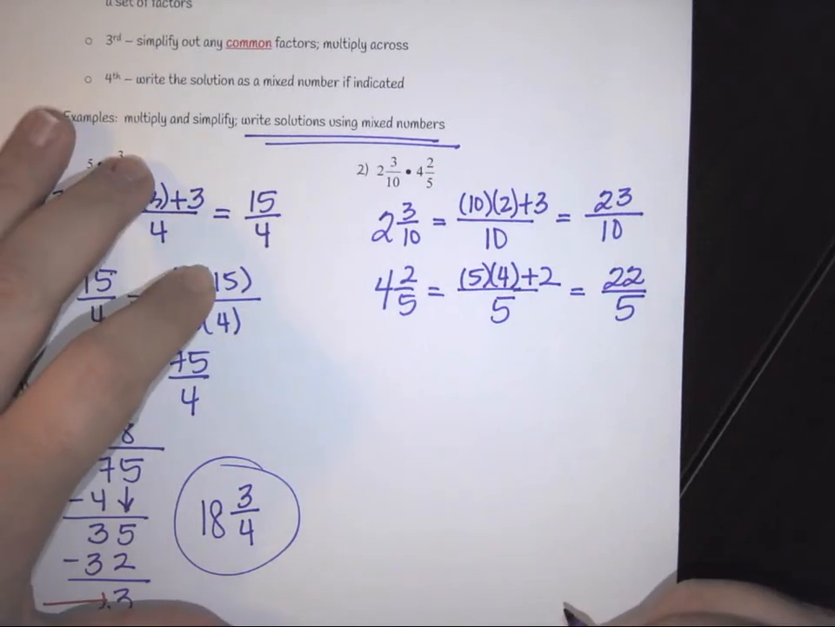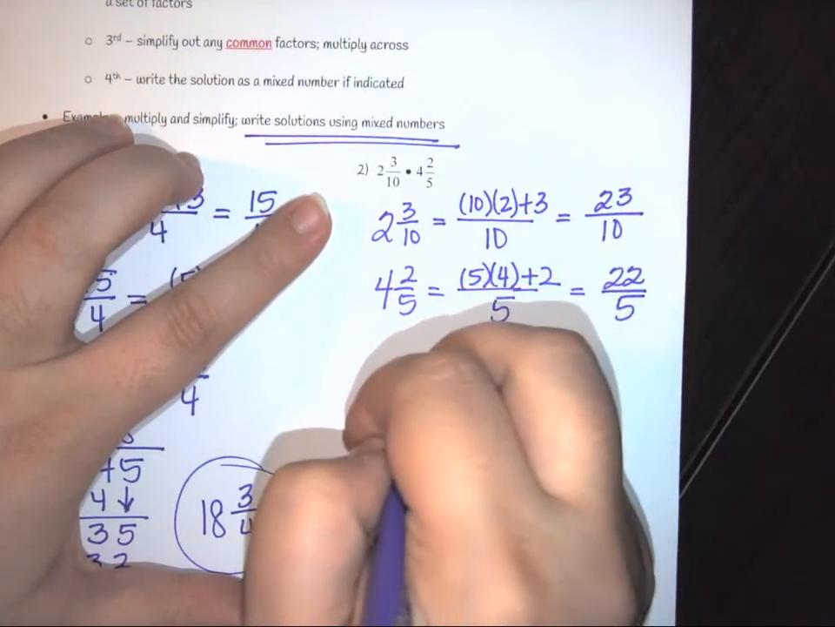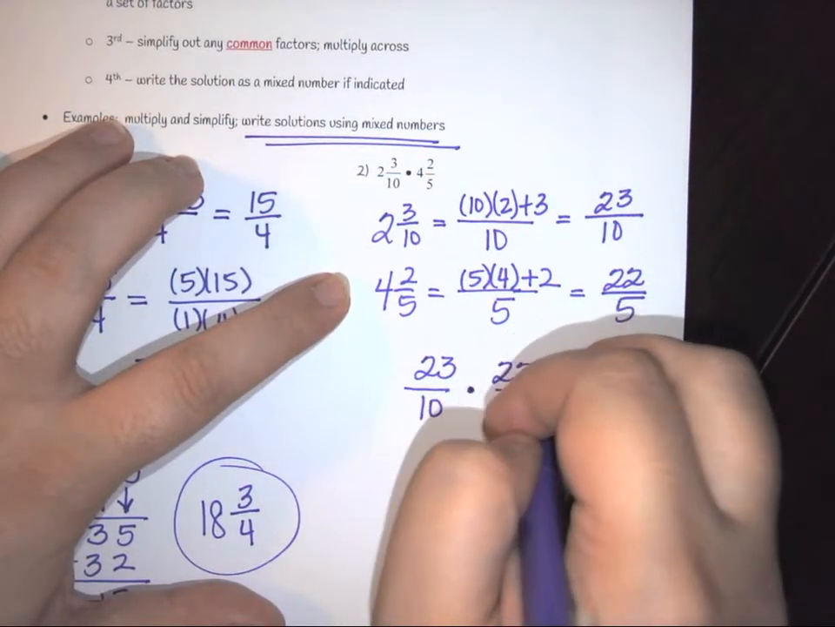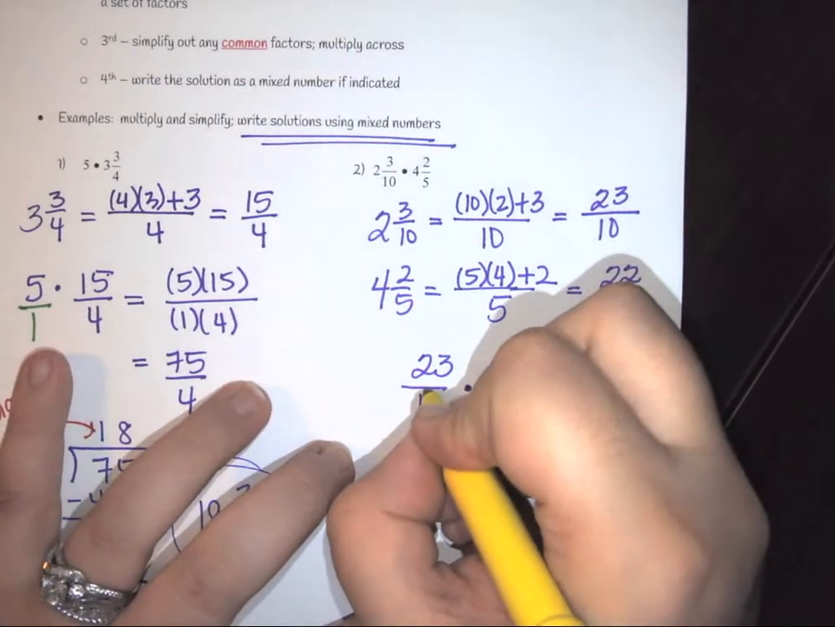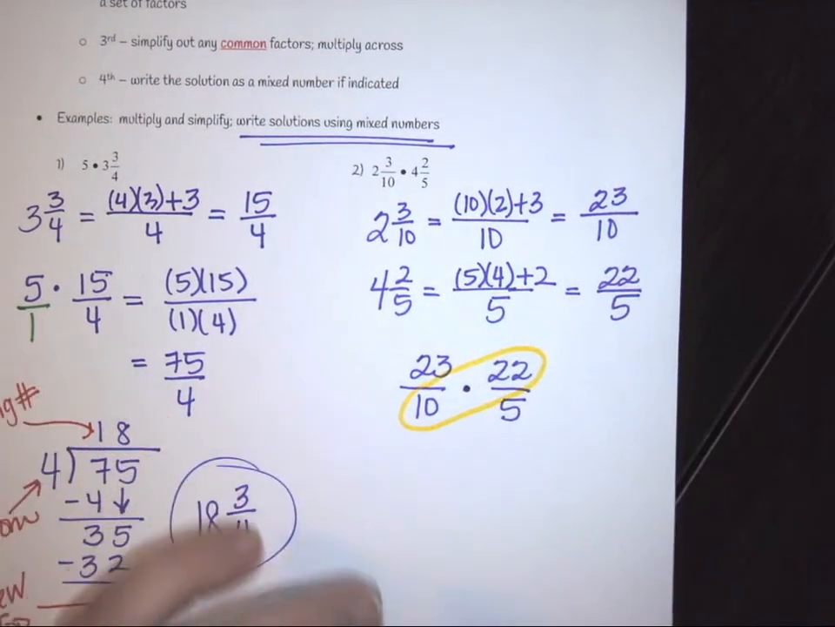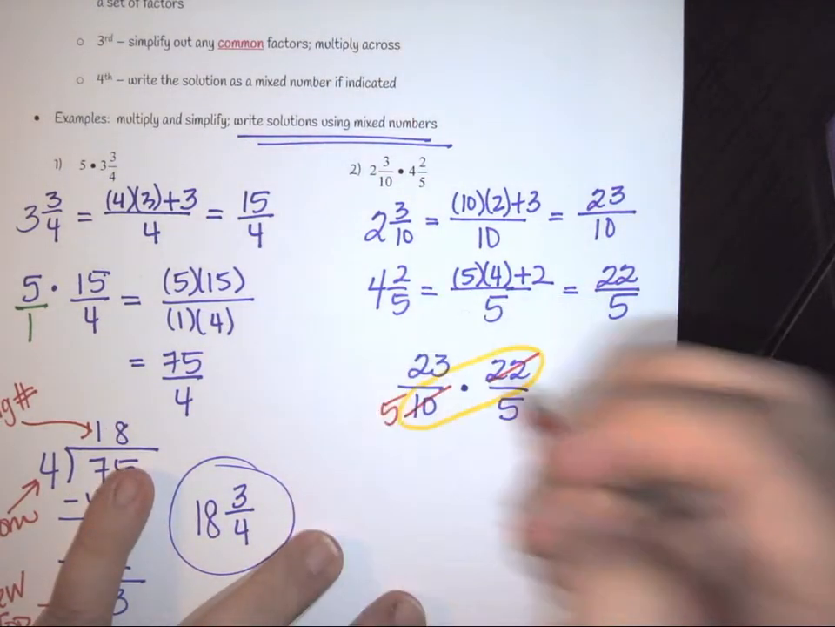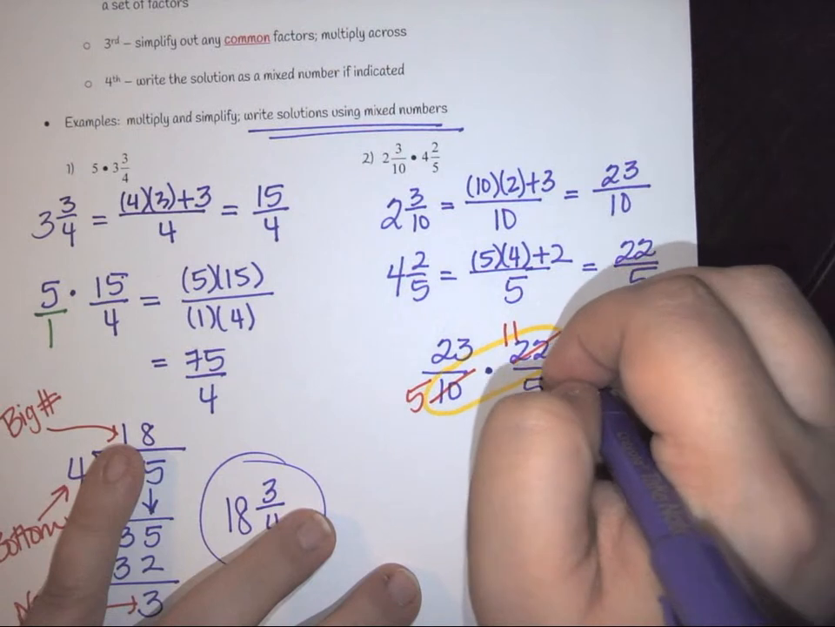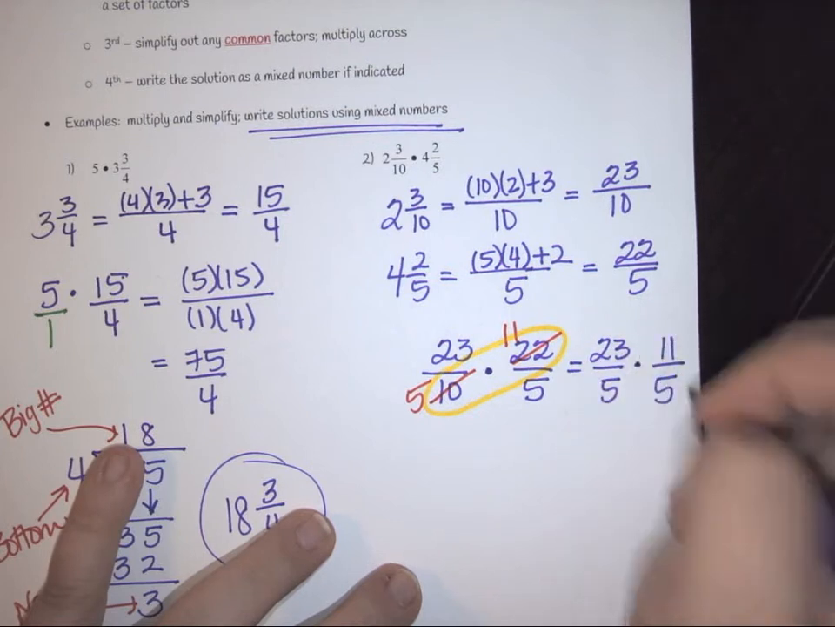So now I need to rewrite my fractions. 2 and 3/10 was the same as 23 over 10. And I'm going to multiply that by 4 and 2/5, which was 22 over 5. To do that, I can go ahead and look, and right here 10 and 22 will reduce. I can divide a 2 out of both of those. That leaves me with 5 on the bottom here and 11 on the top, thus making my new fractions 23 over 5 times 11 over 5.